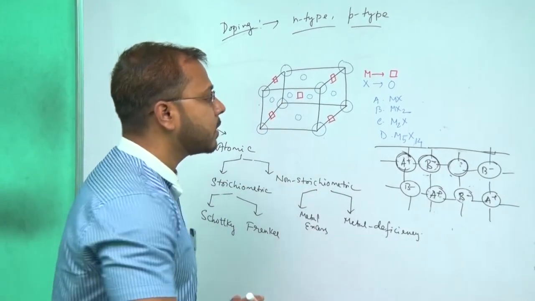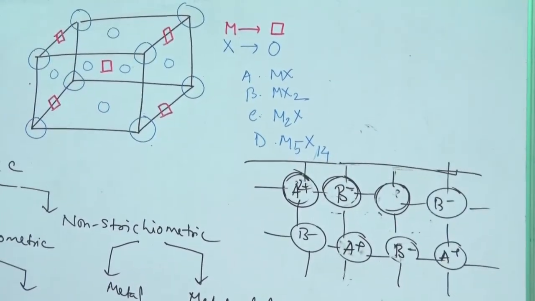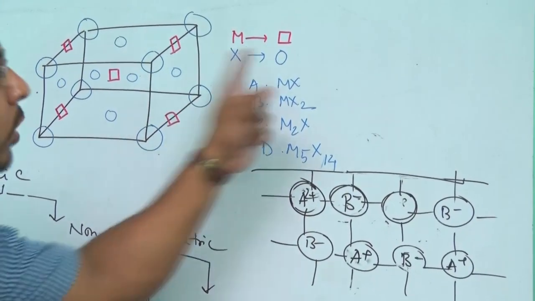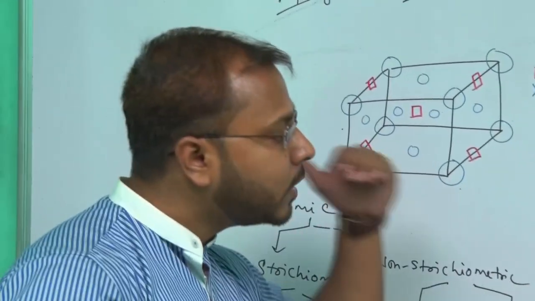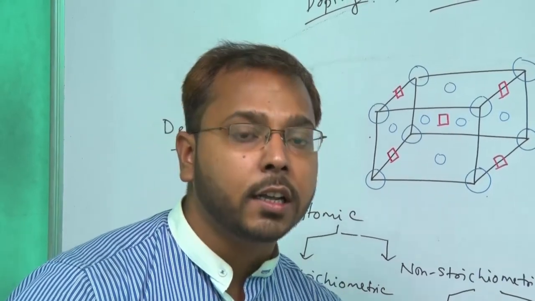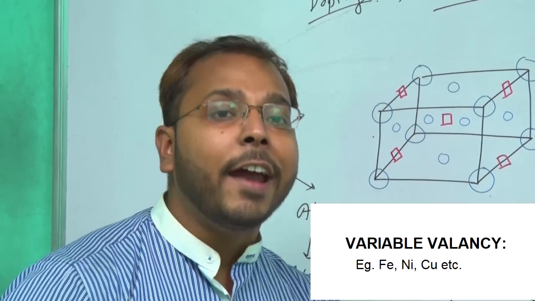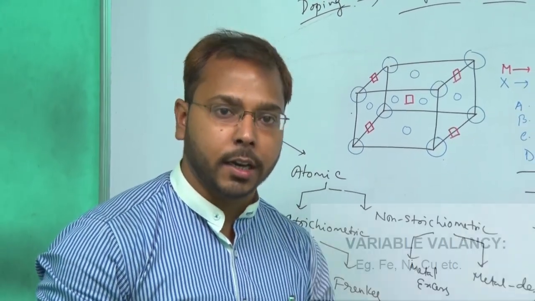But in this case, suppose one of the A plus is getting a di-positive charge. That means here the total plus charge and total minus charge get balanced. So this type of defect will be observed in those metals which have some variable valency, like iron, like nickel, like copper, like mercury.